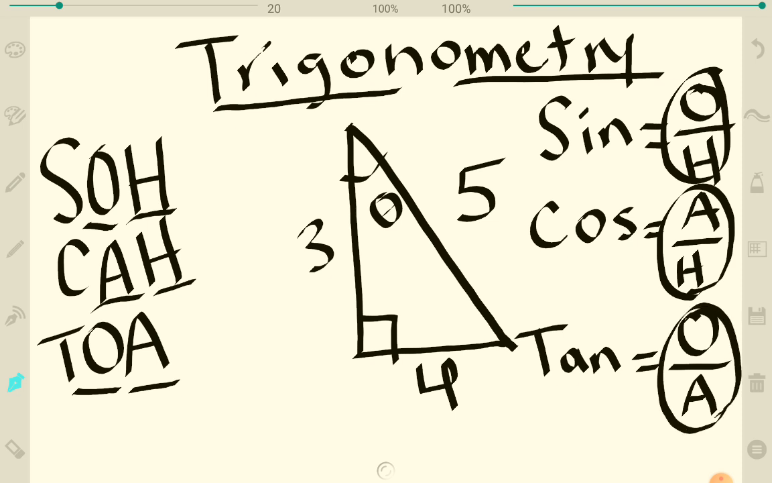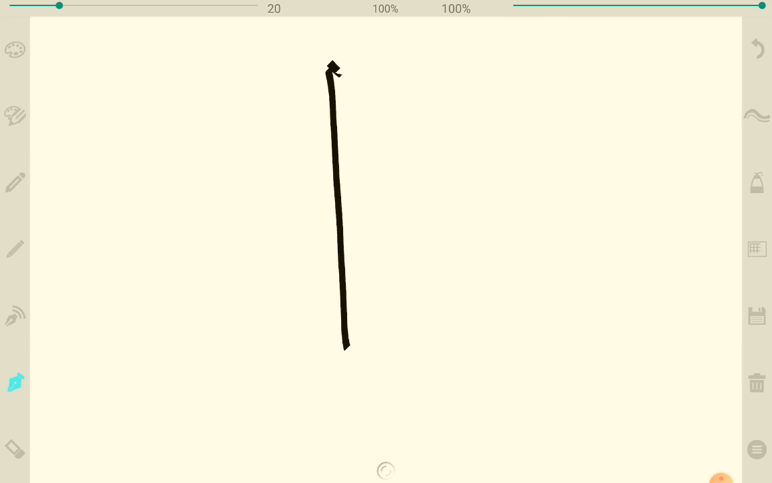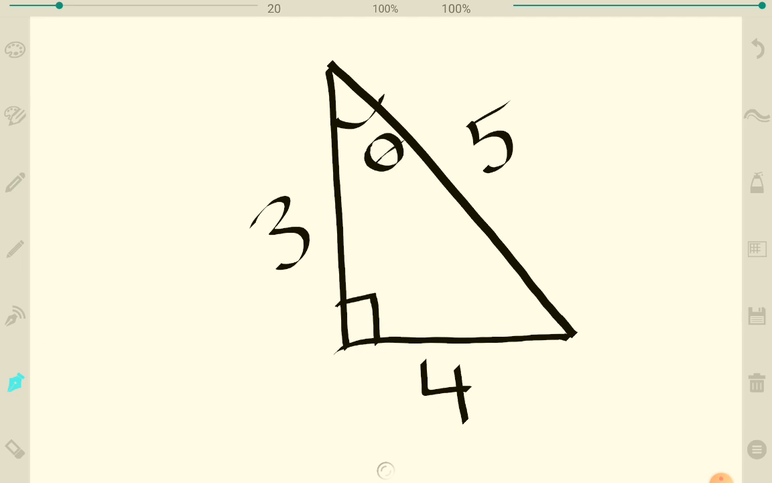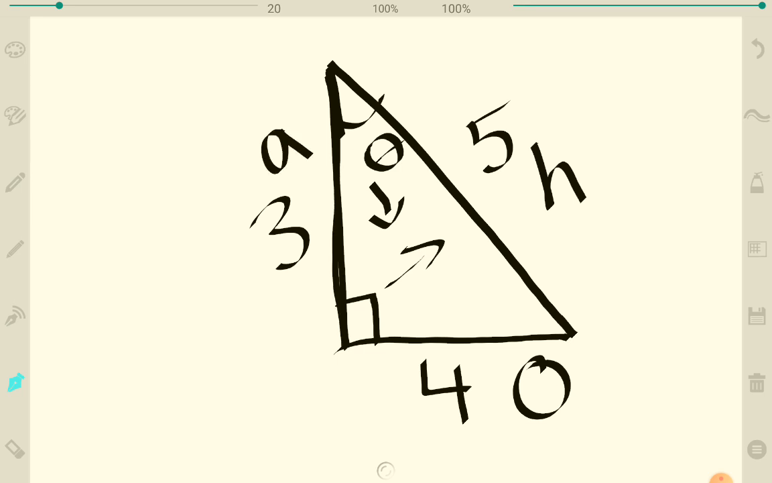So I'm going to clear the screen real quick so I can explain. In our right triangle right here, we had the 90-degree angle, a 3, a 4, a 5, and we had beta over here. Basically, we know the side opposite from the right angle is going to be the hypotenuse, and the side opposite from beta is going to be opposite, and the side adjacent right here is going to be adjacent. And so now that we know these, we can get into some quick problems.